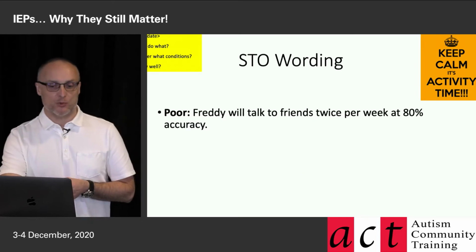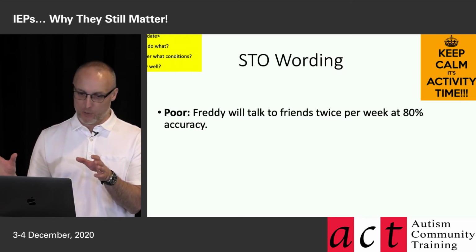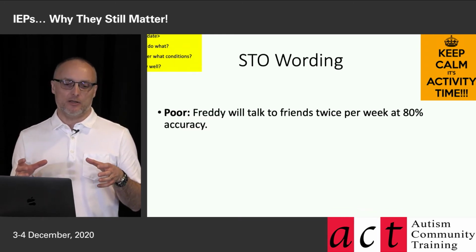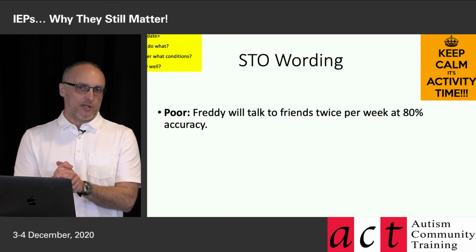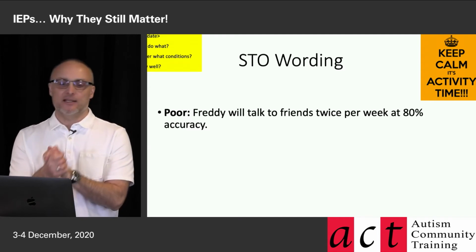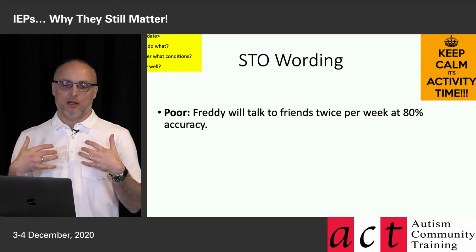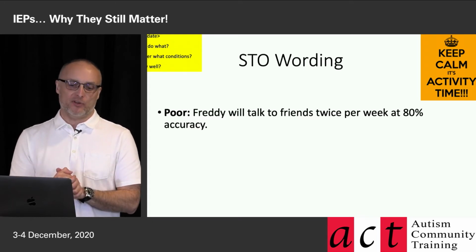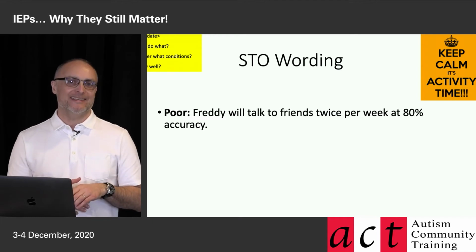Fred will talk to friends twice per week at 80% accuracy. Okay, here's another soapbox moment for me. Anything worth teaching is worth teaching on the most regular basis possible, daily if possible. What did we learn yesterday? One of the big takeaways from yesterday is the greatest predictor of learning, anything for anybody, is the number of learning opportunities, the number of trials presented to them. So twice a week isn't going to cut it. If this is a meaningful goal that's realistic for him to achieve, this should be worked on daily.